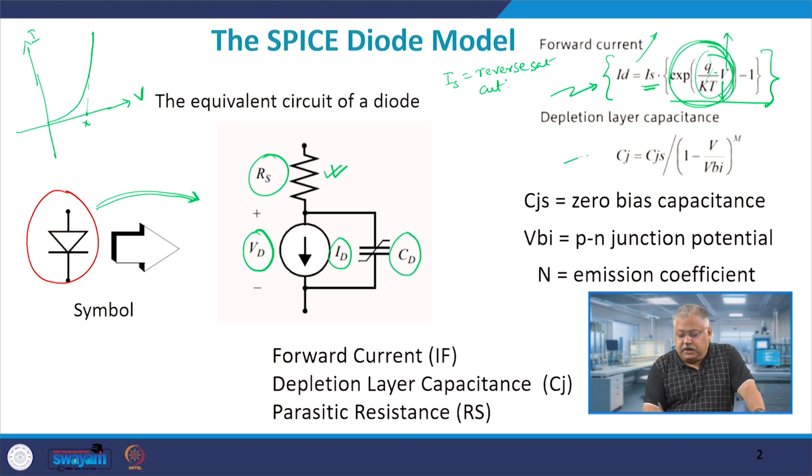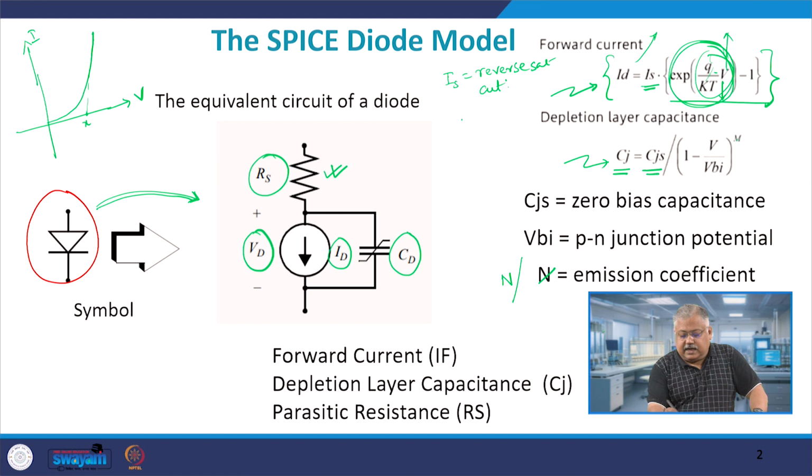Also, there will be a depletion layer capacitance, which I have already discussed with you in the previous class. We say Cj is the depletion junction capacitance given by Cj0, which is basically the zero bias capacitance, divided by 1 minus V by Vbi to the power m. Many books refer to this m as n as well. This is a constant which is available to you. Vbi is known as the built-in potential.